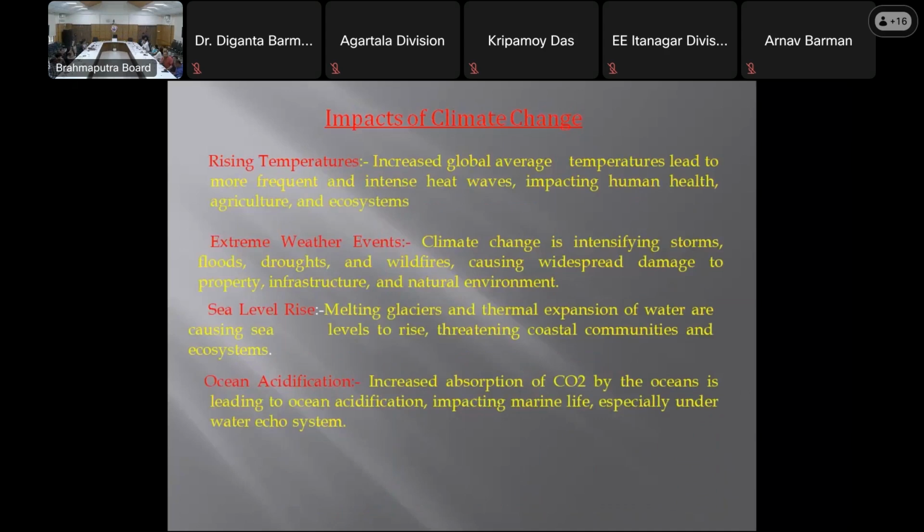Now, impacts of climate change: rising temperature, extreme weather events, sea level rise, ocean acidification. Rising temperature means the increased global average temperature leads to more frequent and intense heat waves. Extreme weather events: climate change is intensifying storms, floods, droughts, and wildfires, causing widespread damage. Sea level rise means melting glaciers and thermal expansion of water are causing sea levels to rise, threatening coastal communities and ecosystems. And ocean acidification means the increased absorption of carbon dioxide by the oceans.